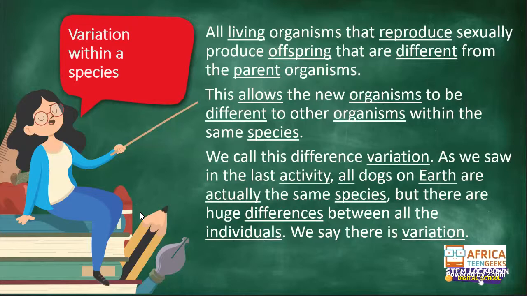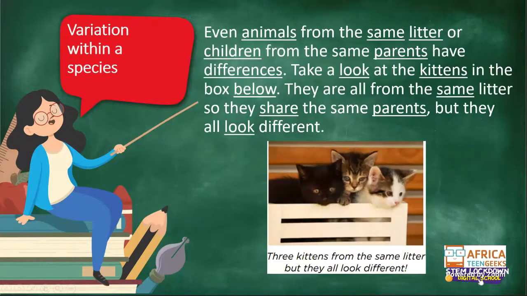We say there is variation. Even animals from the same litter or children from the same parents have differences. Take a look at the kittens in the box below. They are all from the same litter, so they share the same parents, but they all look different.